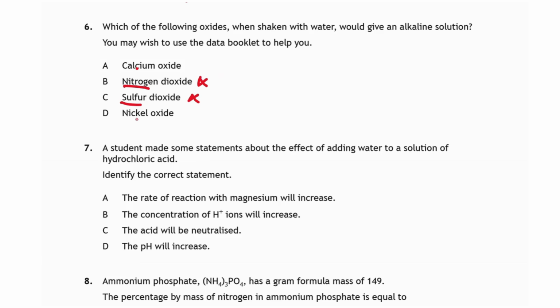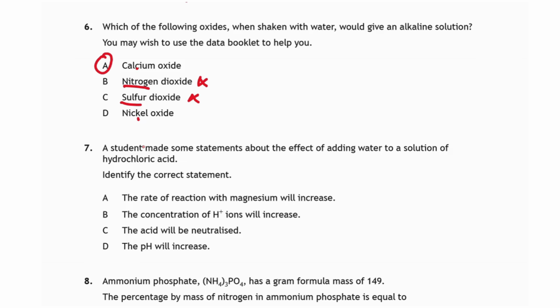So option A and option D are metal oxides, which are basic oxides, which would be shaken with water to give you an alkaline solution. Okay, so calcium oxide is our correct option, because nickel oxide, nickel is a transition metal, and it is not soluble in water.